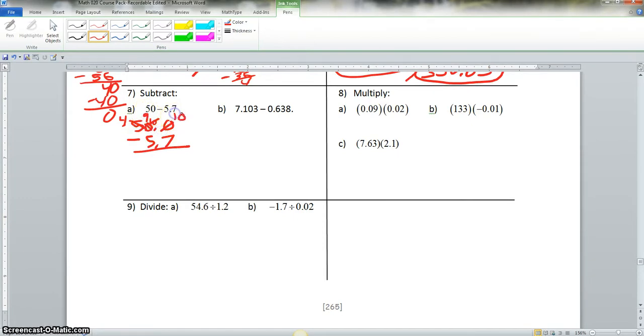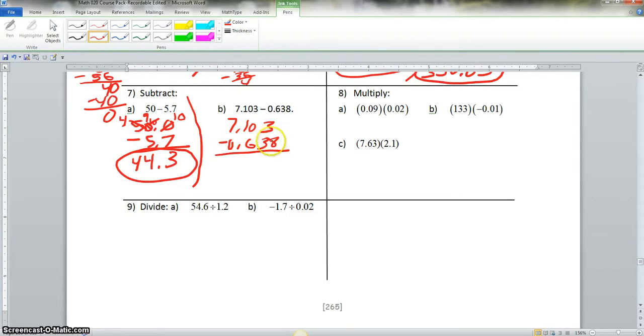And then this 0 would be 10. 10 minus 7 is 3. Bring down your decimal. 9 minus 5 is 4. And then you'll bring down this 4. So it'll be 44.3. Now we go here to B. We have 7.103 minus 0.638.